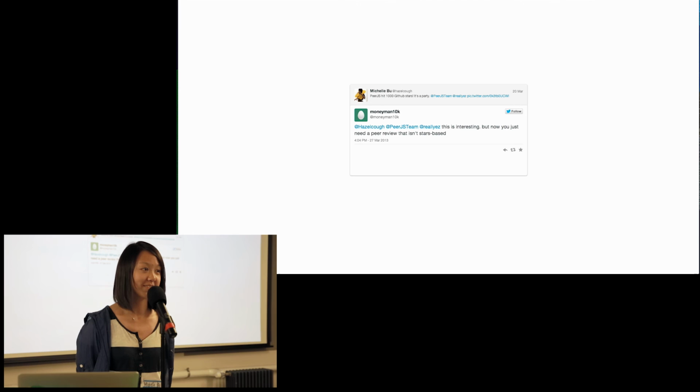So as a final note, I think this tweet is right. Stars are actually very important. They make me feel a lot better about maintaining my library.